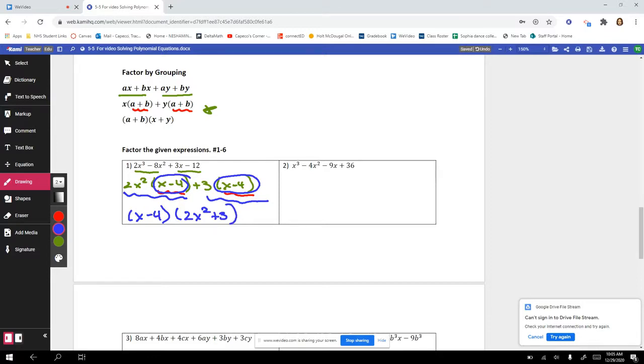Okay, now a lot of students ask, does it matter which one you put first? Like, is it okay if I put that first? Yes, it's fine because you're multiplying. But the idea is this term right here, this one up front, is your greatest common factor. So we usually list that one first.